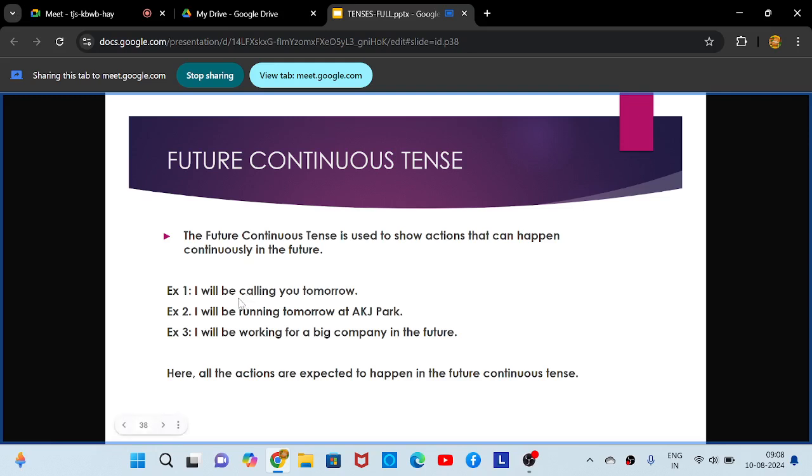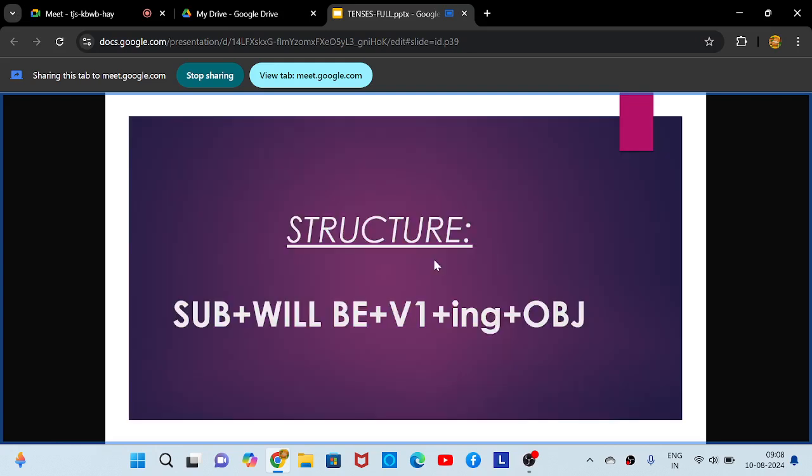For example, I will be calling you tomorrow. I will be running tomorrow at AKJ Park. I will be working for a big company in the future. So here all the actions are expected to happen continuously in the future. And moving to the structure, it is subject plus will be plus V1 plus ing plus object. So subject is as usual the same plus will be. Instead of will, we are adding a be. So will be plus V1 plus ing plus object. So subject plus will be.